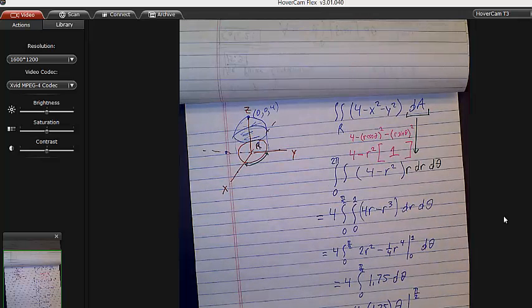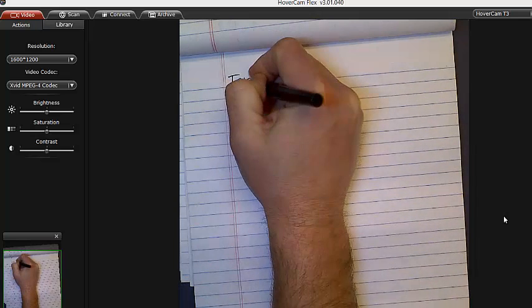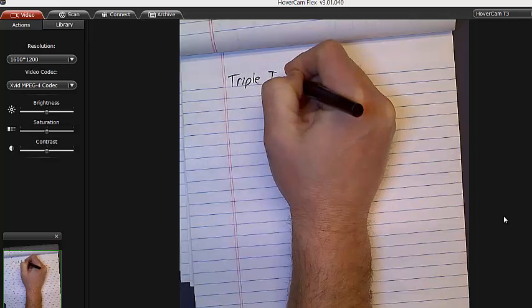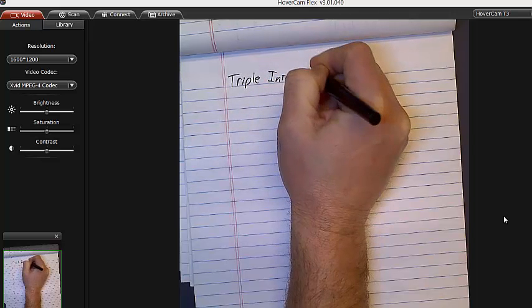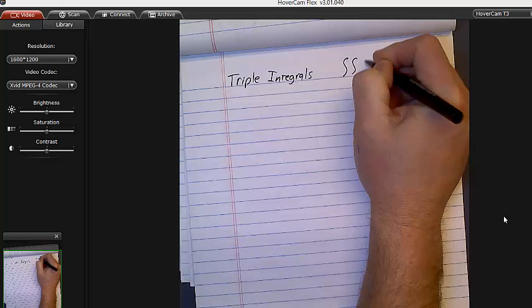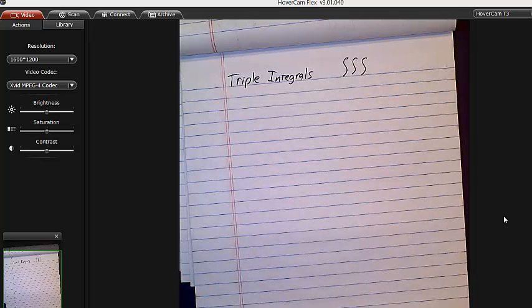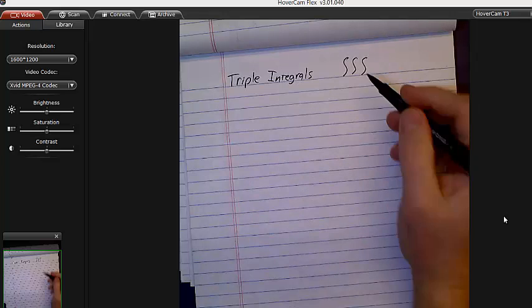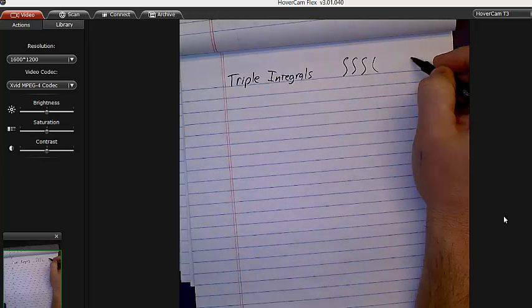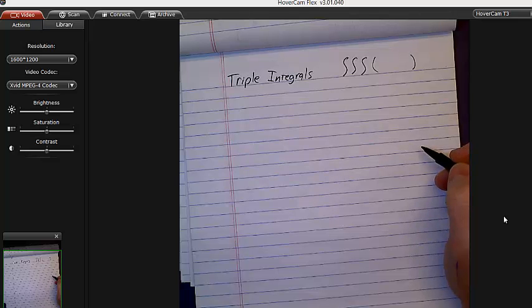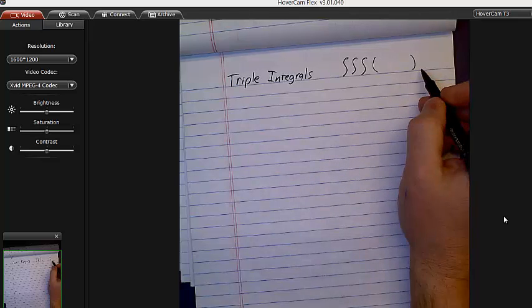This is a double integral. What the heck is a triple integral? Triple integrals. Well, we're going to do 3 of these guys, right? And I guess one difference today, we're still going to have a function here, in parentheses, and we're still going to have a differential here.